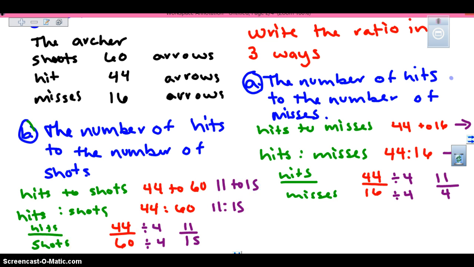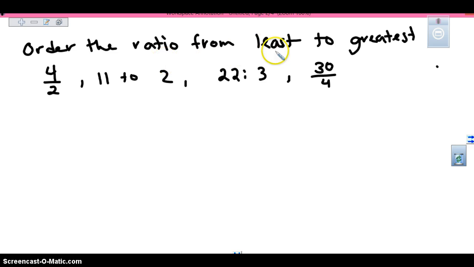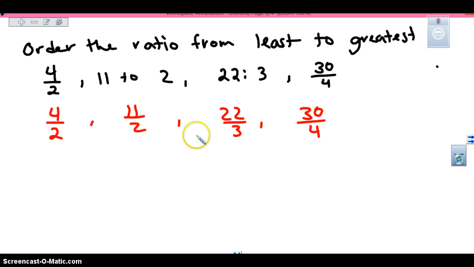If we have to order the ratios, what should we do to these ratios? Make them all fractions. Change them all to look like fractions, right? So that we can compare them. So we've got this one already, 4 to 2. This one would be 11 to 2, 22 to 3, and 30 to 4. Can we compare these fractions as they are? No, they don't have the same denominator.